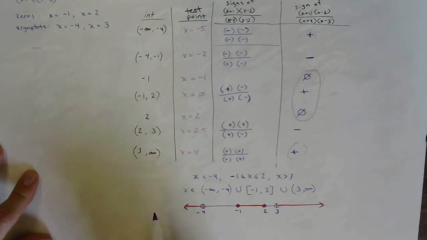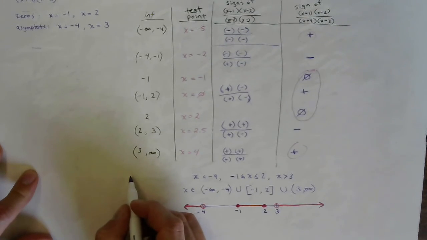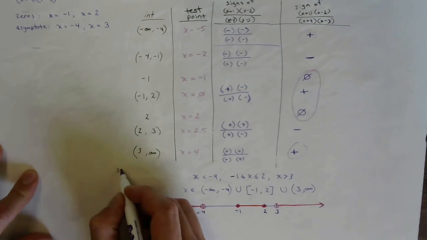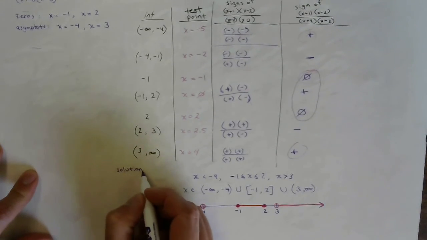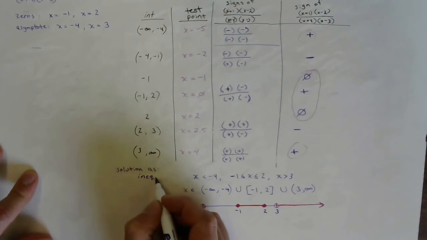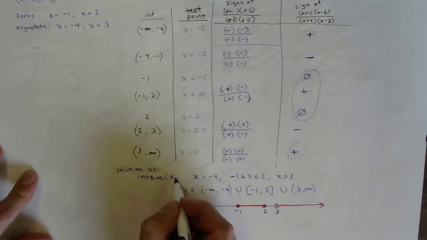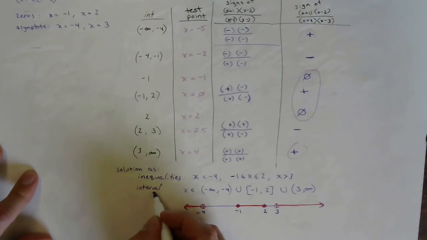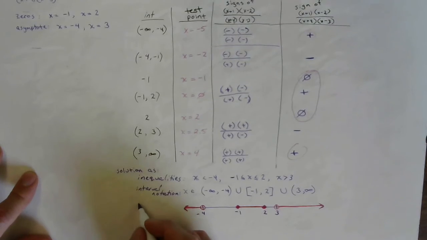If you're not sure what these things are called, this is solution as inequalities, interval notation, and number line.